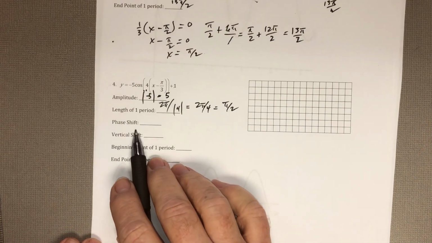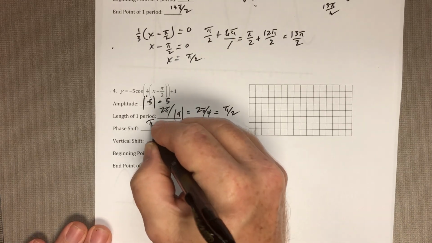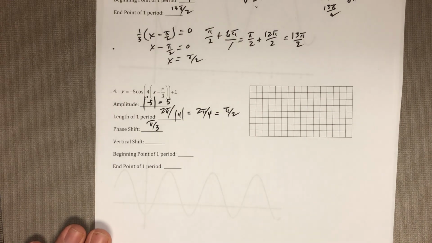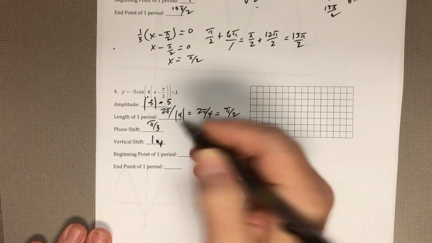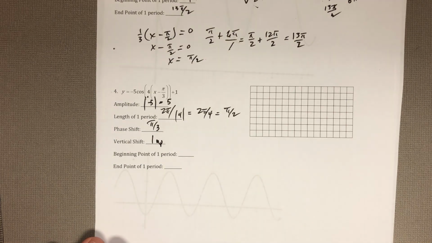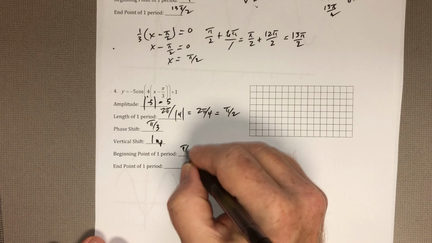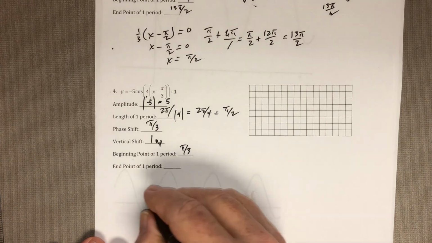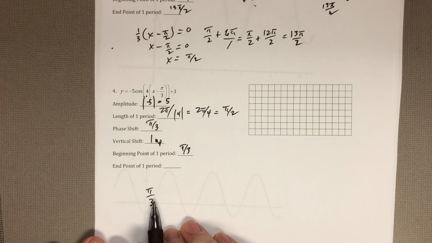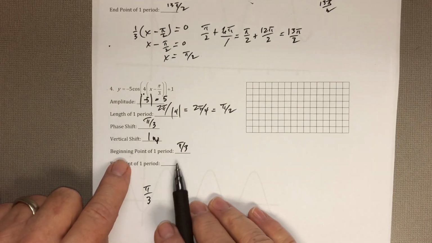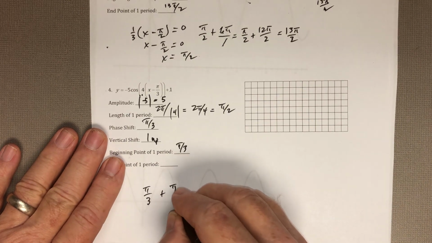Phase shift, that's basically your C value, which is pi over 3. The vertical shift is 1 unit up, or you can write 1 up or 1, it's the same thing. The beginning point is basically your phase shift, so pi over 3. Then I'm going to take pi over 3, and I'm going to add my new period to it. Well, my new period is pi over 2.